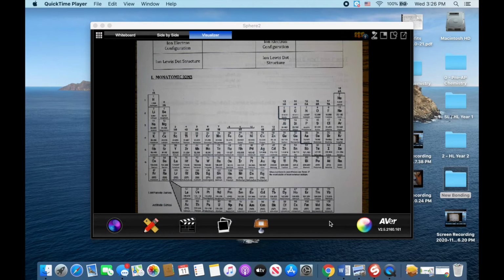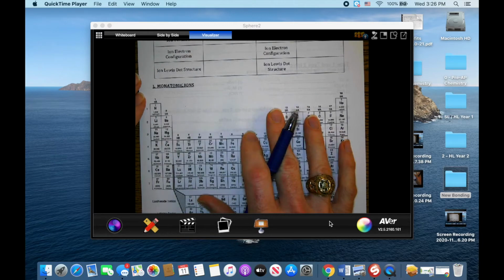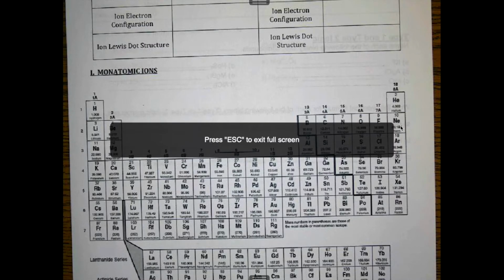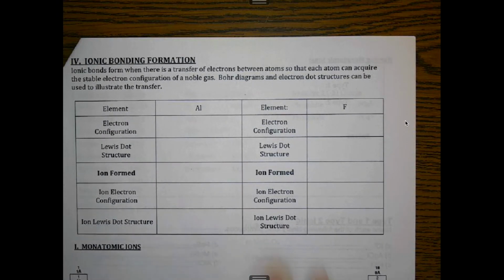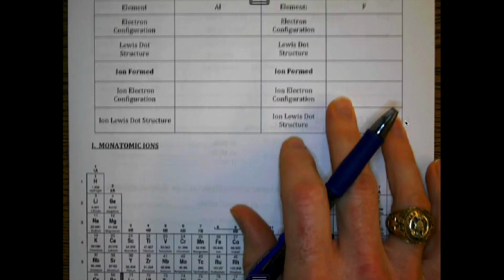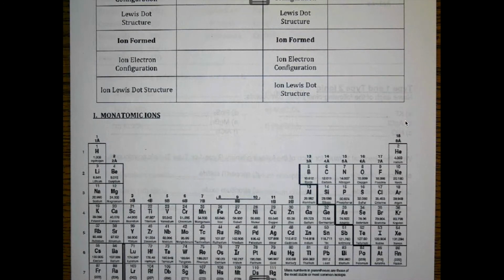Naming type 1 ionic compounds, and it's going to be awesome because they are fun and easy. We've already looked at ionic bonding formation and how ions will form, and there's a very simple trick and easy way to do this. But first we have to know about a couple of definitions.